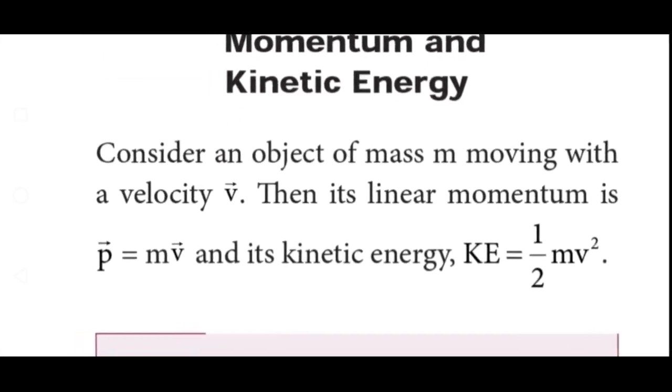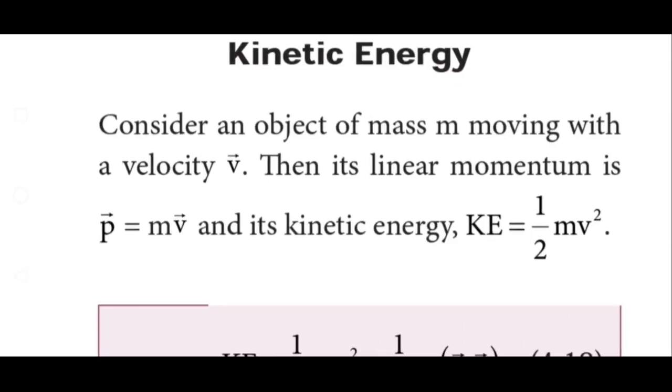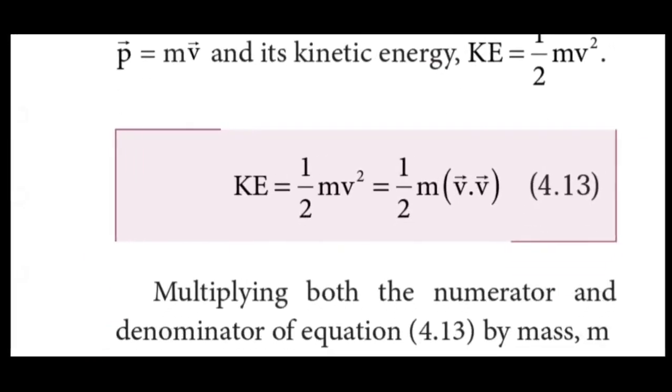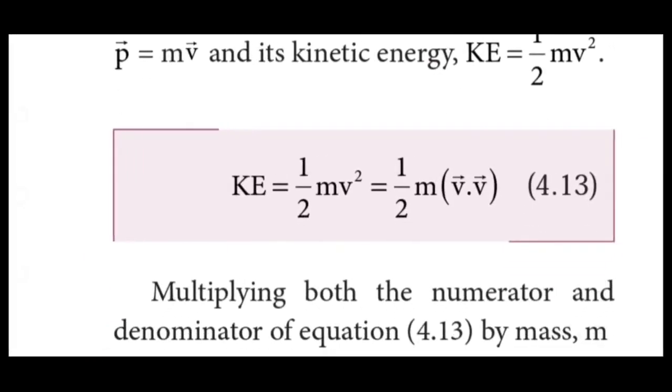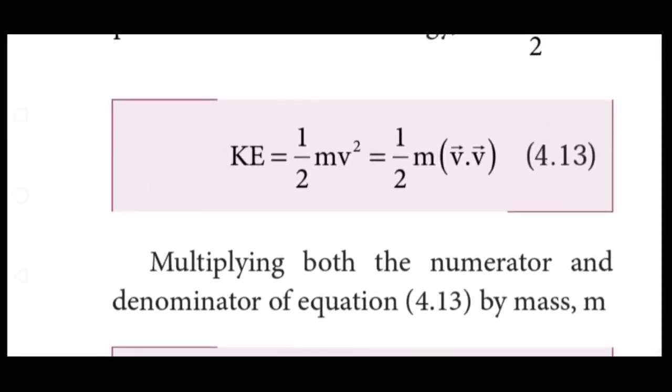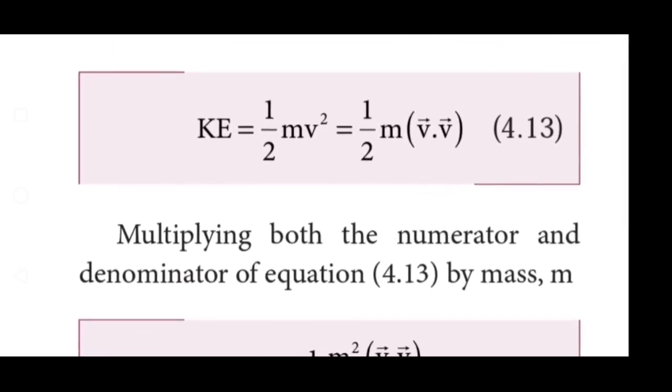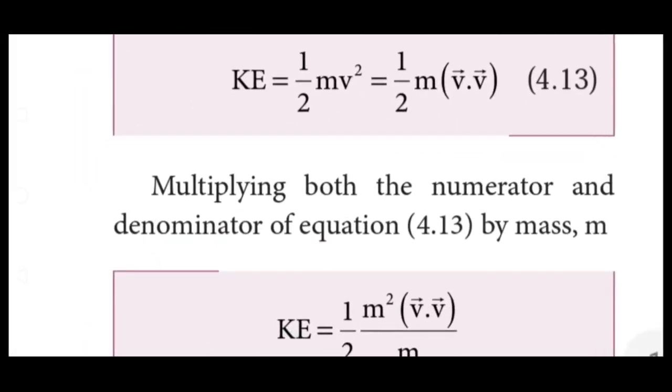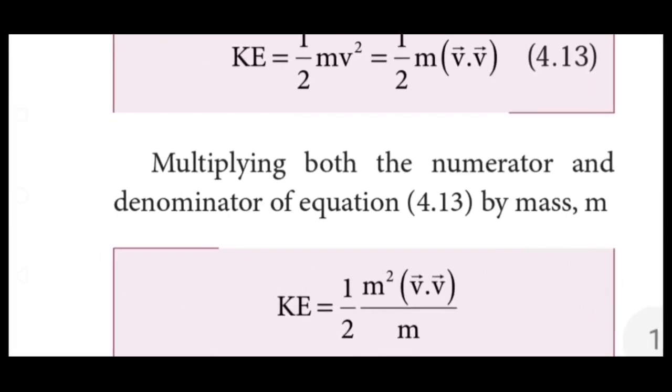For that, we are considering an object of mass m moving with velocity v. Then its linear momentum is p = mv, and the kinetic energy is KE = 1/2 mv². So KE = 1/2 mv². We are taking v² as v dot v, so we are able to write that v dot v is nothing but v². After this, we are going to multiply both the numerator and the denominator of the equation by the mass.